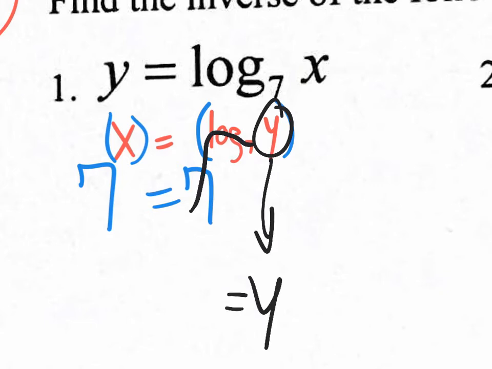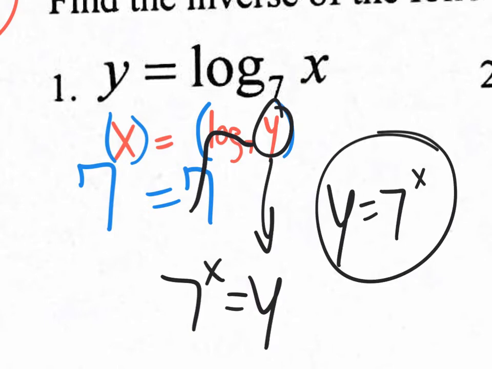So y equals 7 to the x. That looks nicer with the y on the left side. But that's how we do the inverse of a logarithm, right? Switch x and y and solve for y by raising it to be the power of the base of our choice.